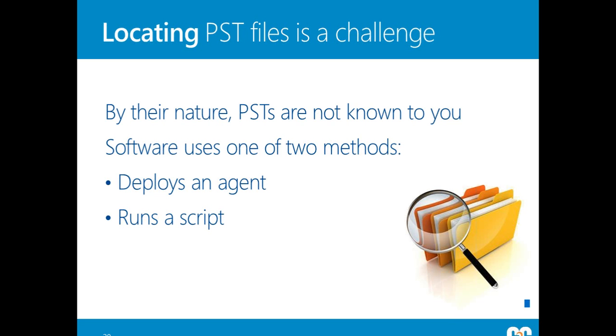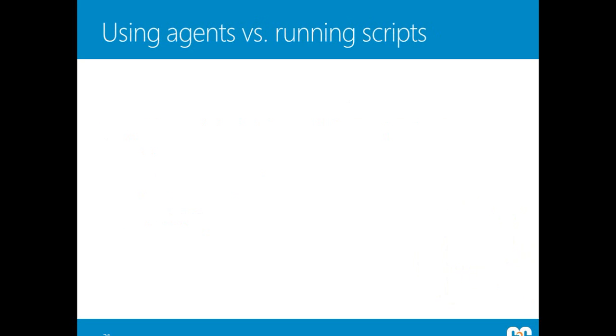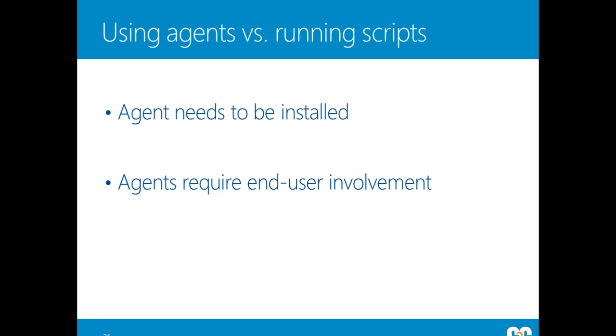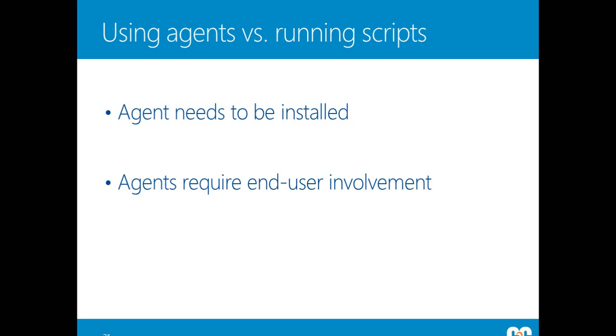Therefore, PST migration software typically relies on one of two different methods to locate these locally stored files. They can either deploy an agent or they utilize some kind of script. Most of the third parties use an agent, which sounds like a good idea until you try to deploy these across a larger organization, because the agent is going to need to be installed. And in many cases, the end user is going to be involved and permission has to be granted to install the agent. If for some reason the agent doesn't install, that desktop or laptop remains invisible.